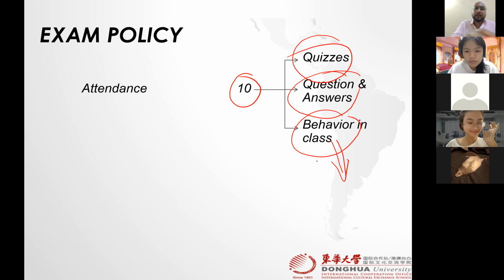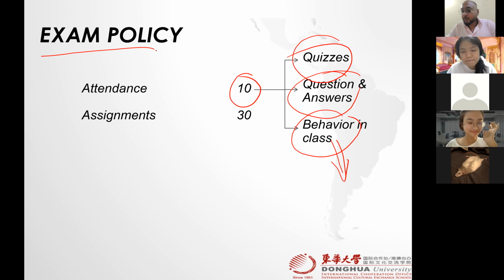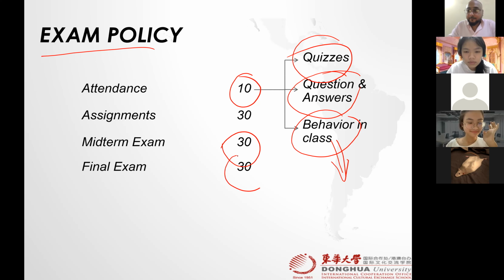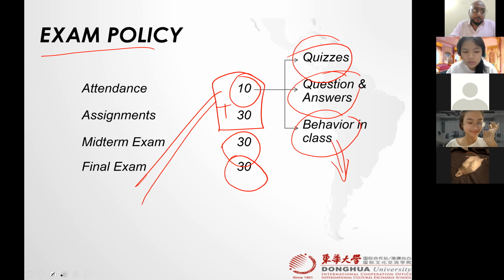So first, back to our exam policy. 10% is your attendance, which includes quizzes, question and answer, and behavior in the class. Second, the assignments. I'm going to give you 6 to 8 assignments. Assignments constitute 30% of your overall evaluation, 30%. Midterm 30% and 30% final, right? So if you see here, 10% and 30%, 40% is in your hands.